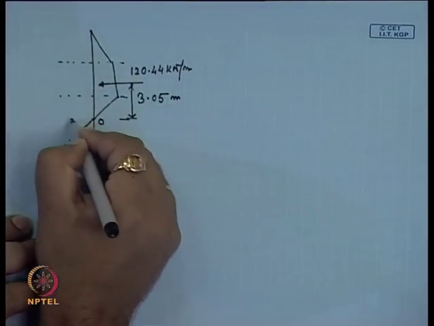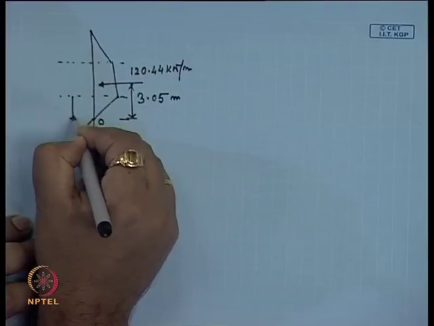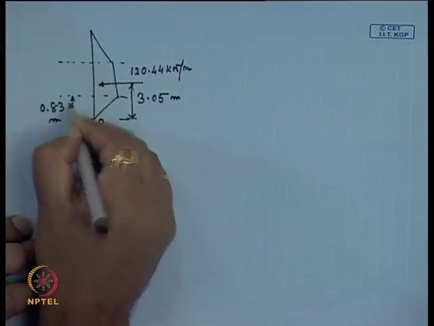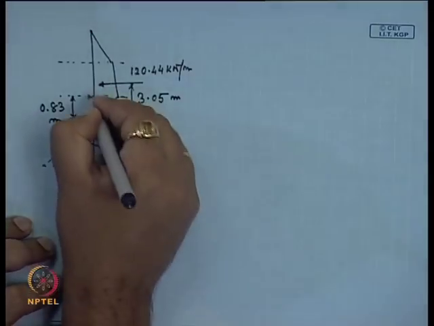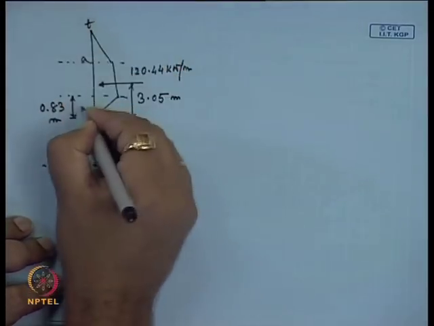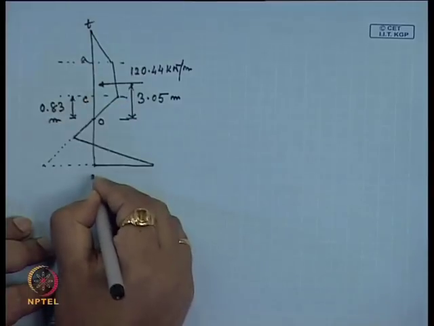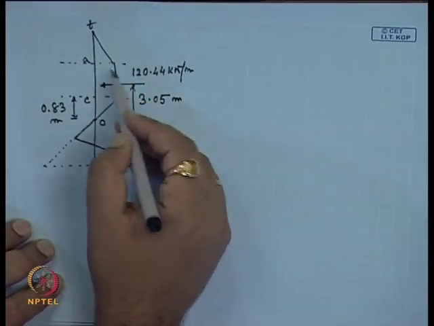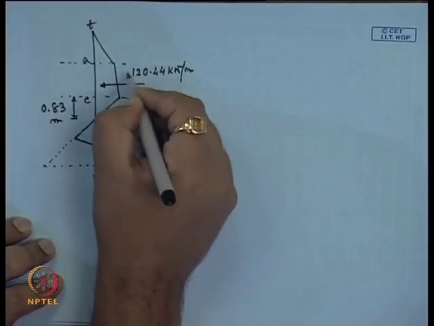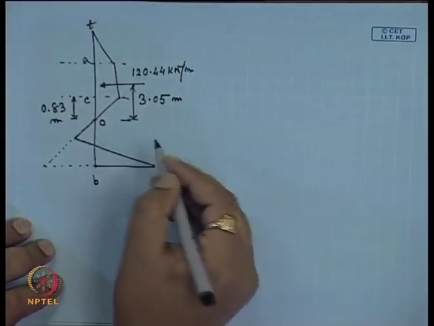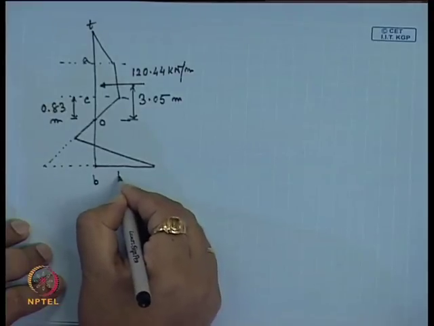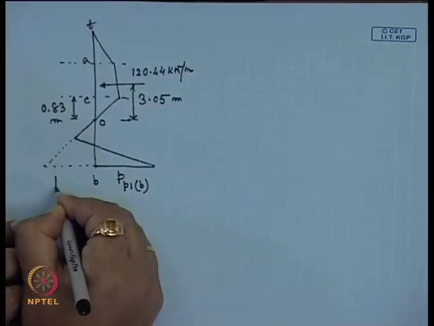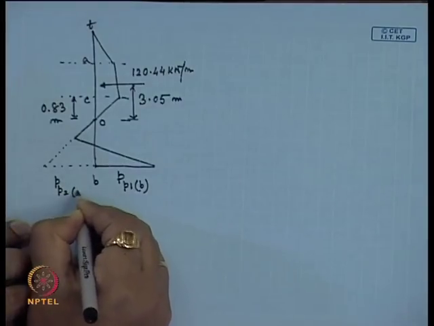And this O point is at a distance of 0.83 meter from the dredge level. So this is O point, A point, T point, and C point, B point. This is the area force for this area, this is P A. Now again I write, this is P P 1 B, this is P P 2 B.